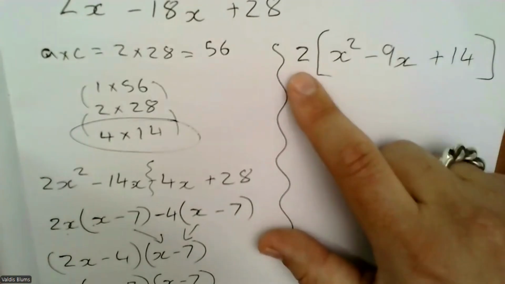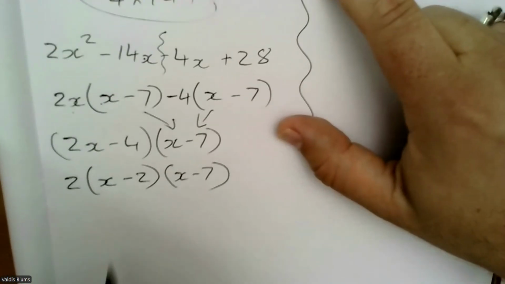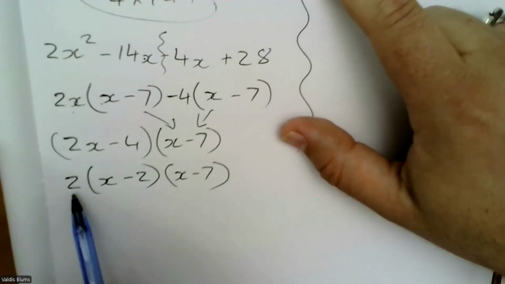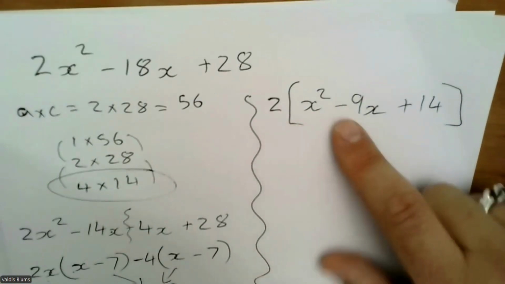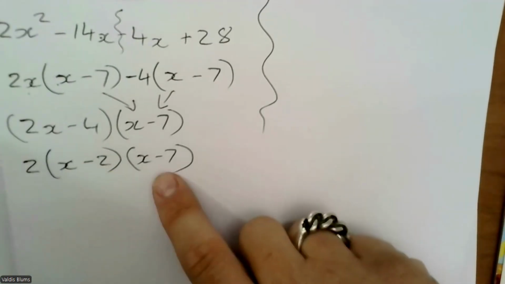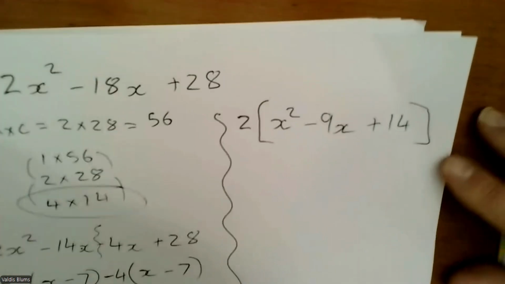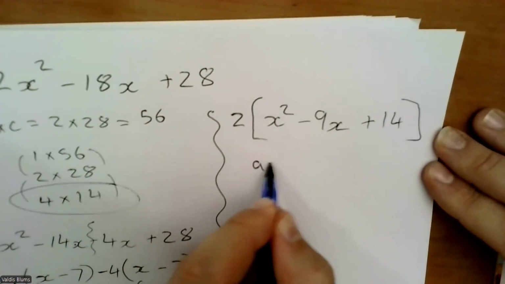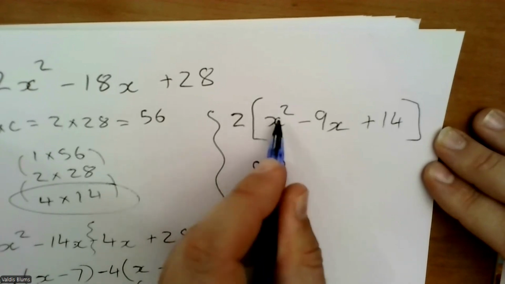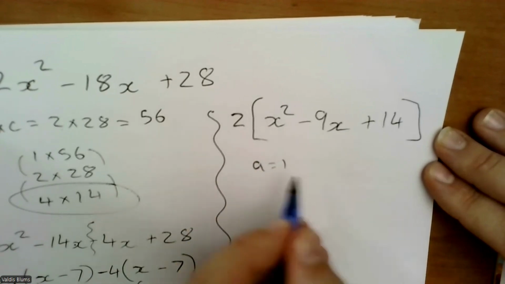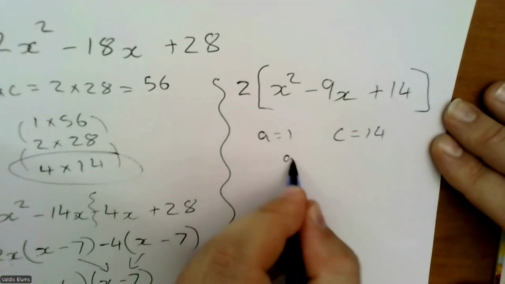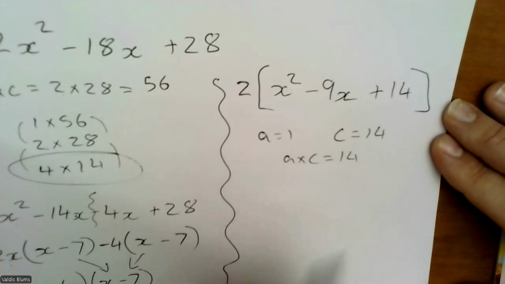Now, we have that 2 out the front. We know that we're going to end up with a 2 anyway. So we've already factorized out that 2. And then the remaining stuff is going to create those next 2 sets of brackets. So in this situation, our A value is equal to 1, because you have 1 in front of that x squared, and our C value is equal to 14. So A times C equals 14.